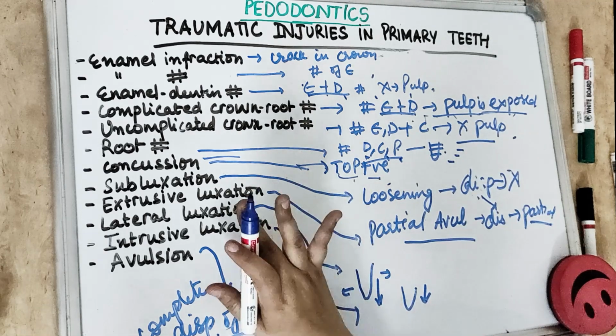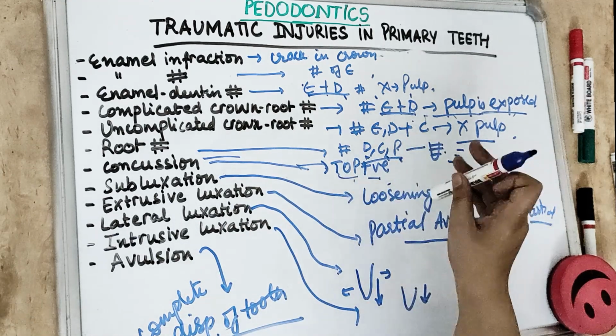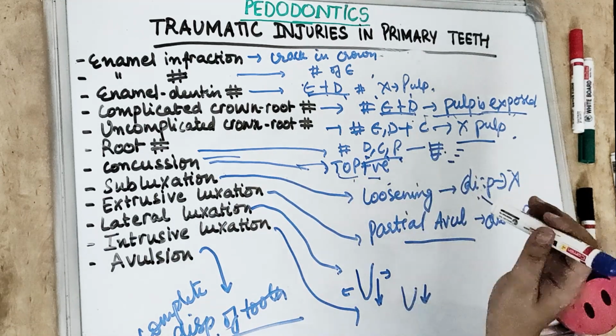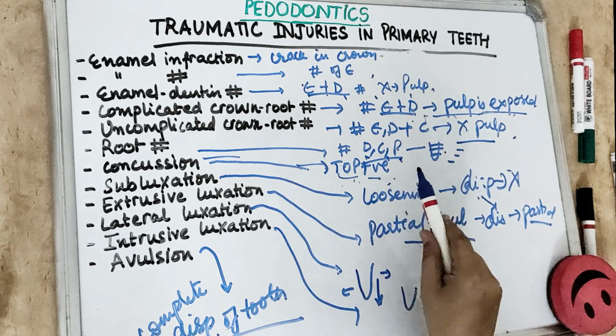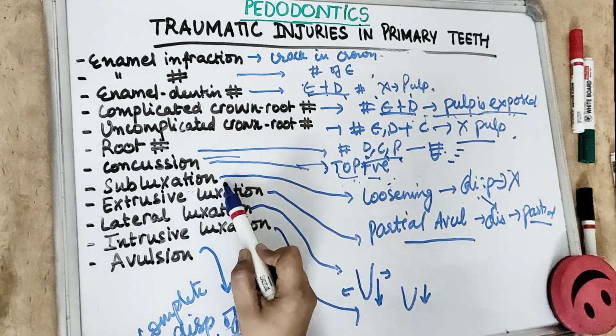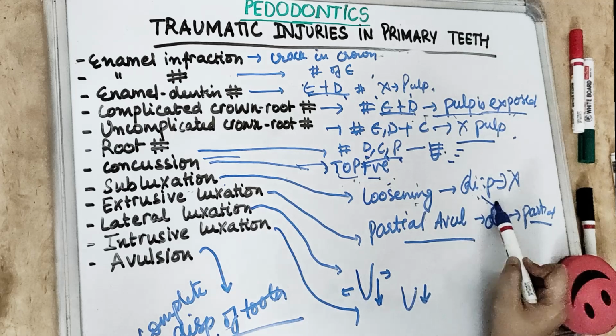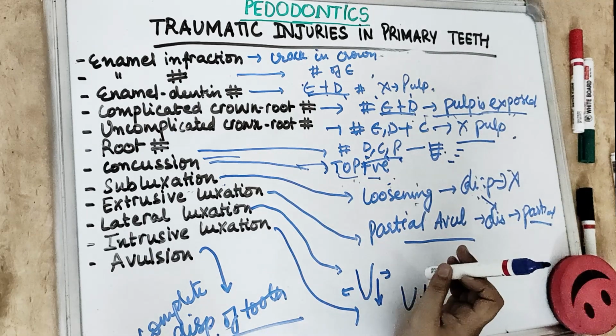Concussion is when there is no loosening or there is no displacement, but tender on percussion is positive. Once we tap the tooth, there will be pain on tapping. So tender on percussion is positive. There is marked reaction to the percussion. Subluxation is loosening and there is no displacement. Loosening is present but tooth is not displaced from its position.